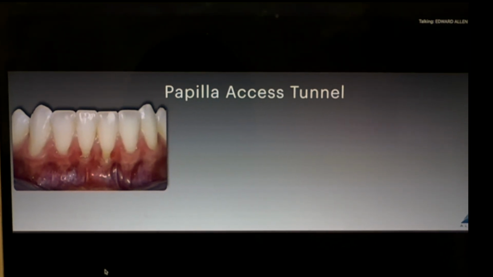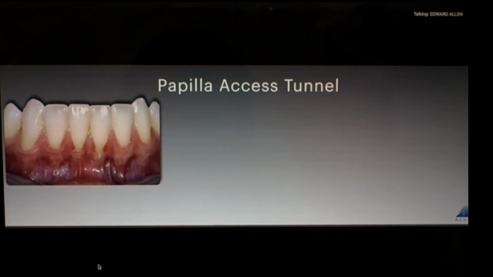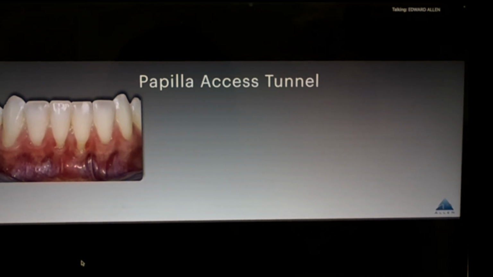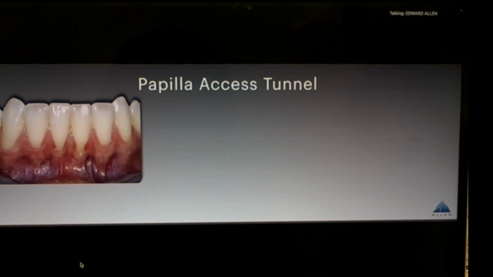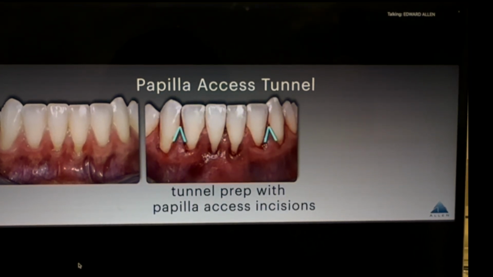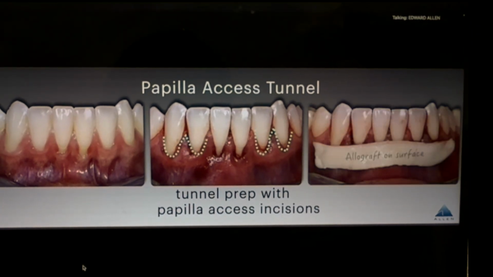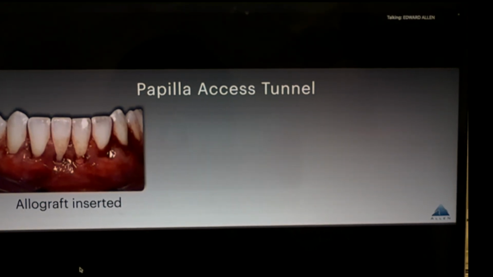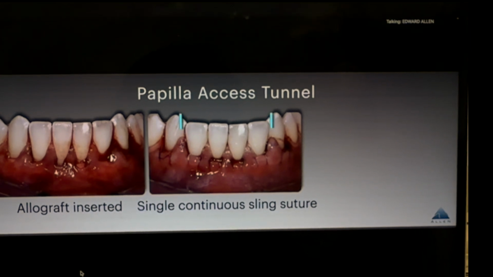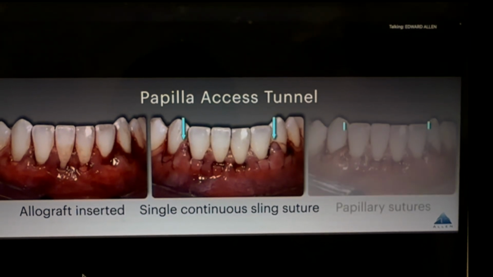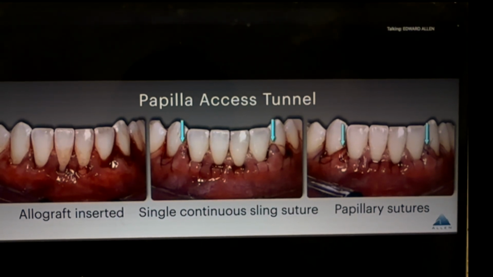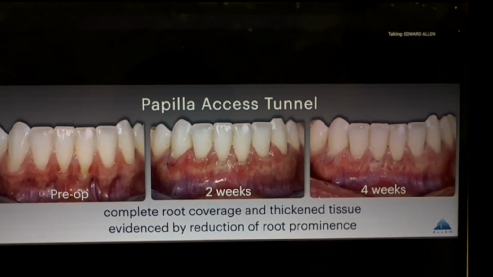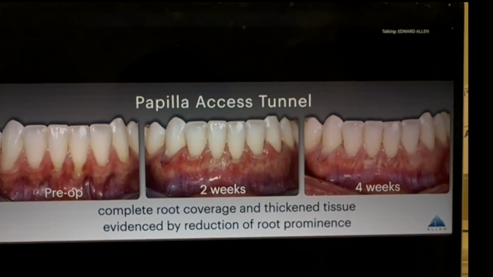Probably the first one I did that way is here. And just this significant root prominence and undercuts interdentally, shallow recession, thin tissue, difficult site to treat without some sort of access. So I did the papilla access, and that gives you little mini flaps, little W flaps for access. Once again, you see the graft on the surface, graft inserted, single continuous sling suture. Back again in those days, I was doing the extra suture to close the papilla. And you see complete root coverage, of course, thicker tissue, and that you just don't see the root prominence. It's only 4 weeks, so it's a bit of swelling that hides that.